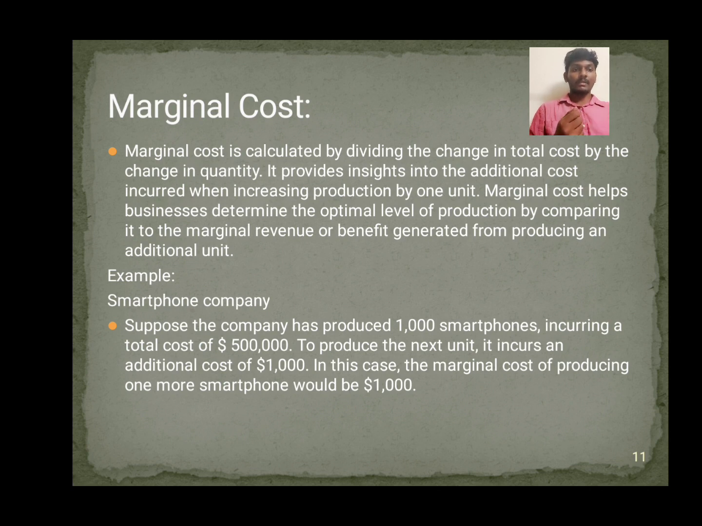Suppose the company has produced 1,000 smartphones, incurring a total cost of $5 million. To produce the next unit, it incurs an additional cost of $1,000. In this case, the marginal cost of producing one more smartphone would be $1,000. This is an example of marginal cost.